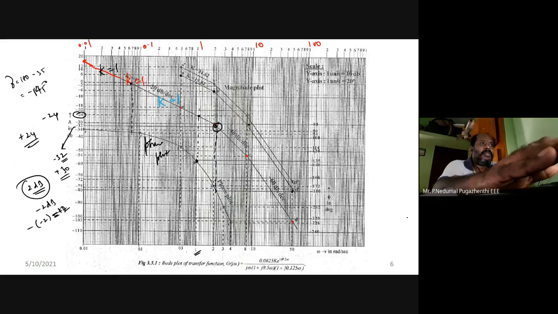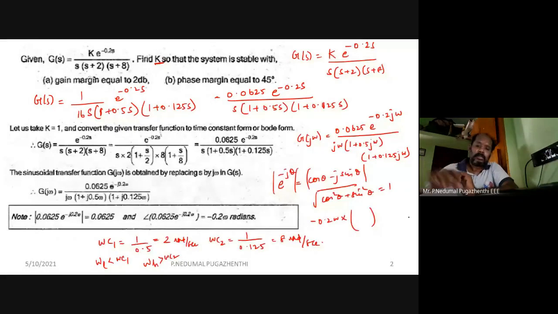So this is a Bode plot which is having a special term of e power minus 0.2s, and because of this particular term, it has a change in its phase plot alone, not your magnitude plot.